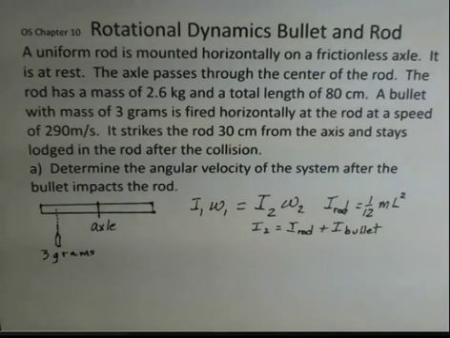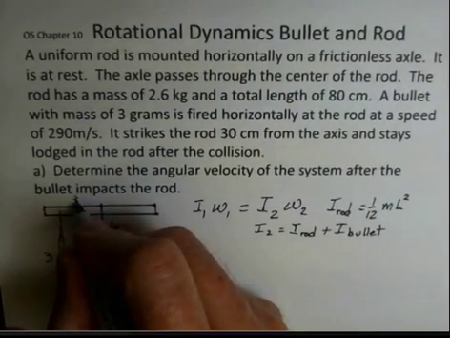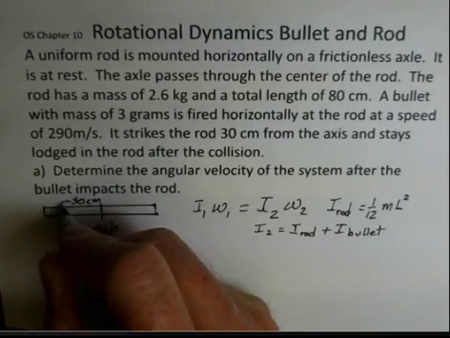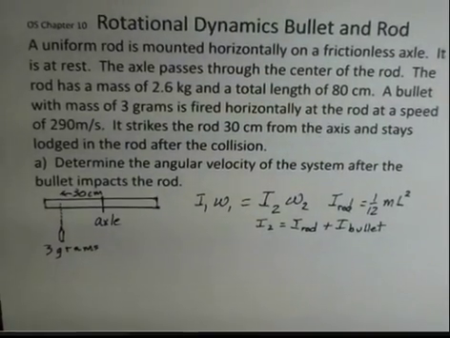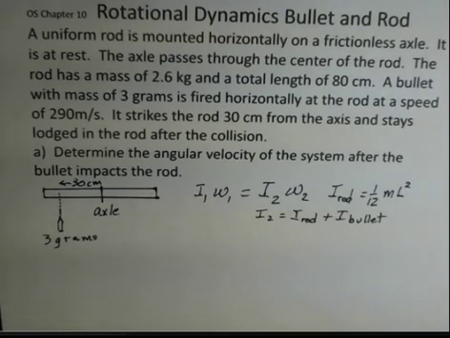And it strikes a rod 30 centimeters from the axle. So it's not out at the end. It's 30 centimeters away from the axle. We want to know what's the angular velocity of the system after the bullet impacts the rod.